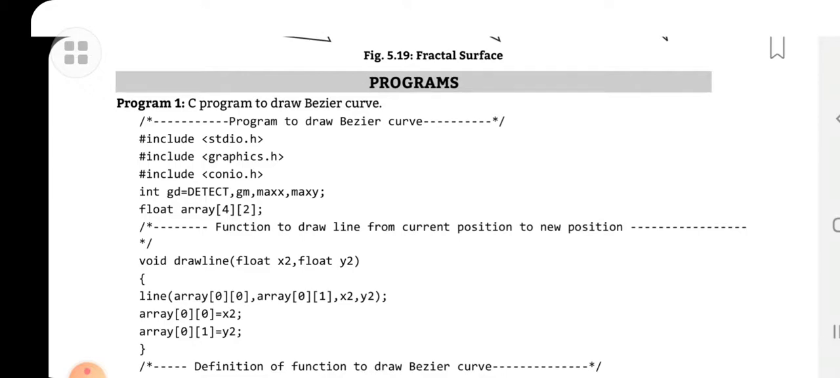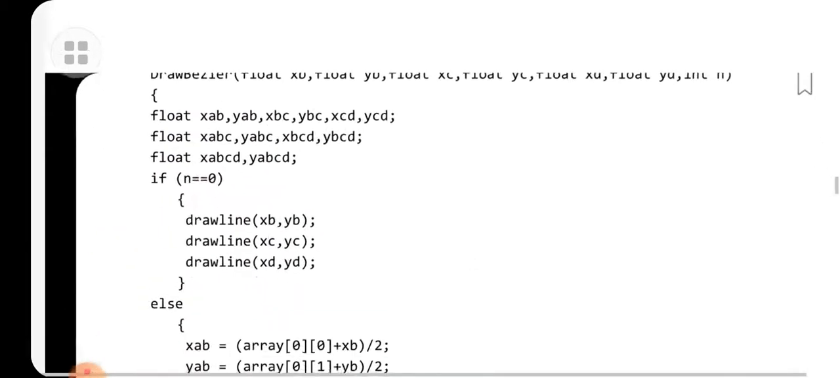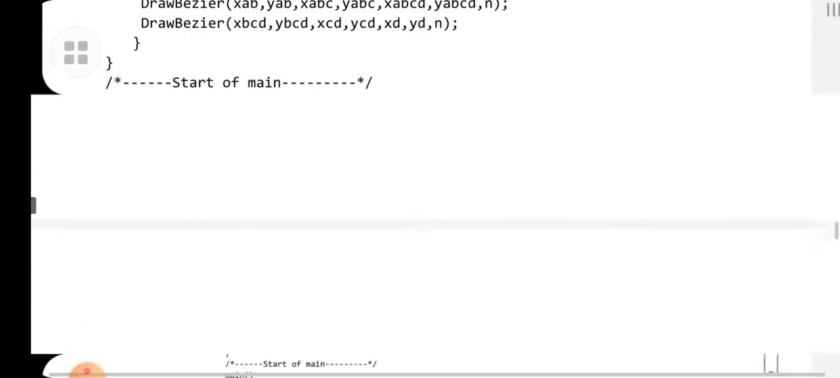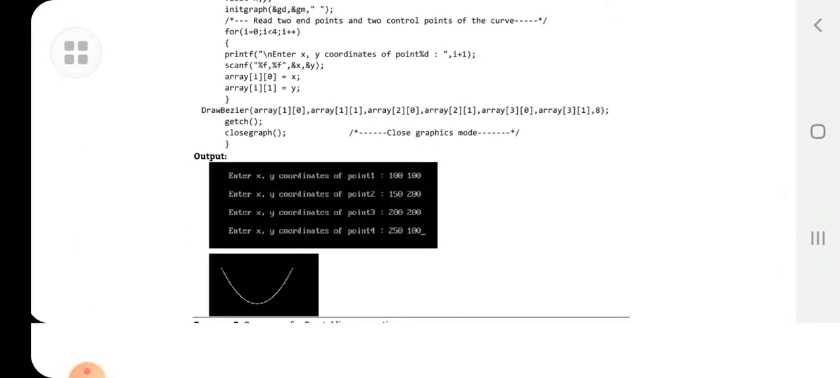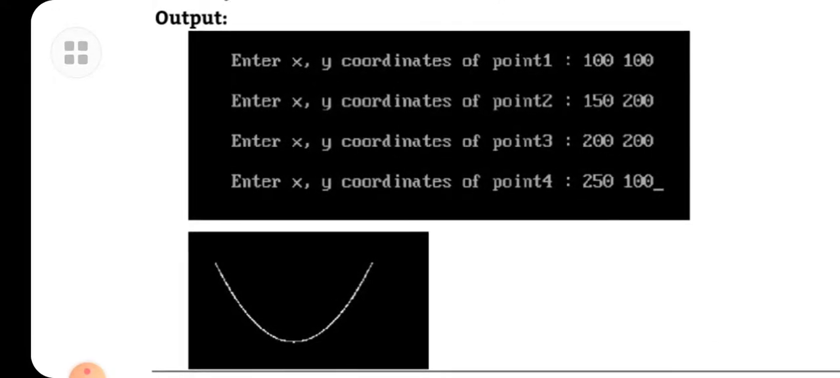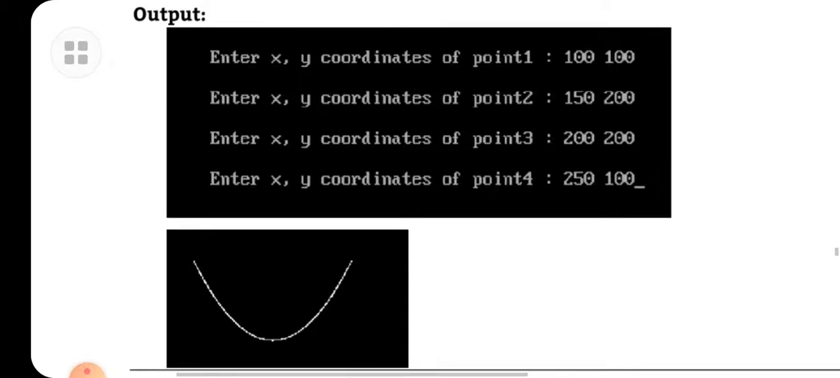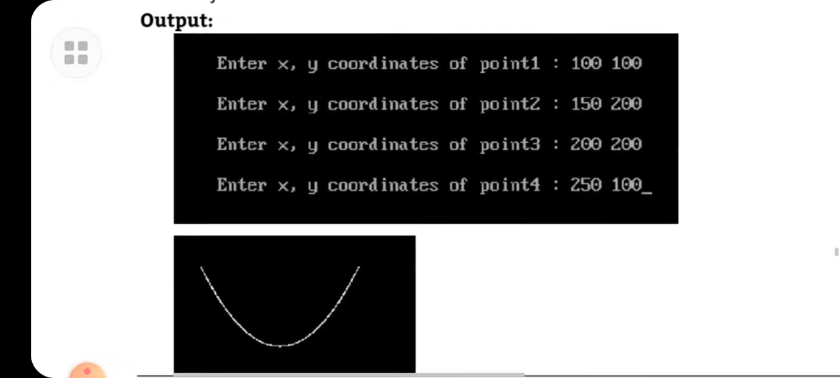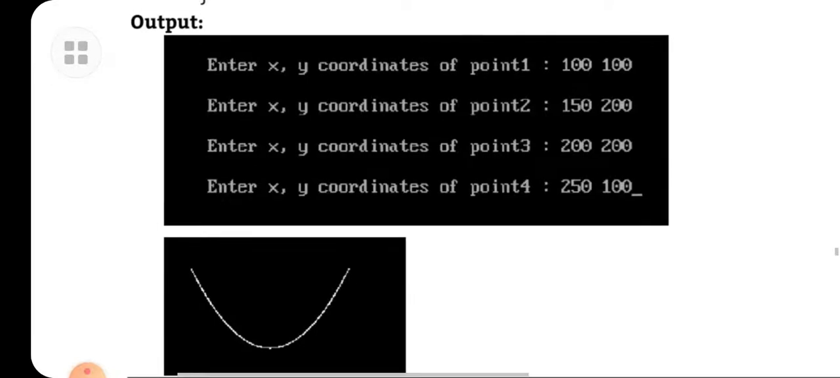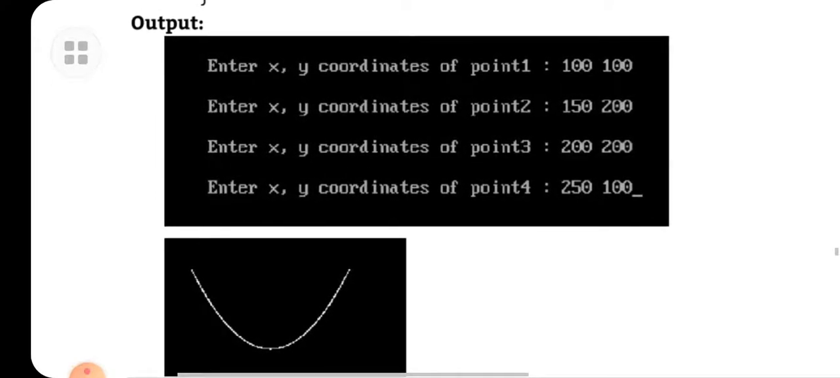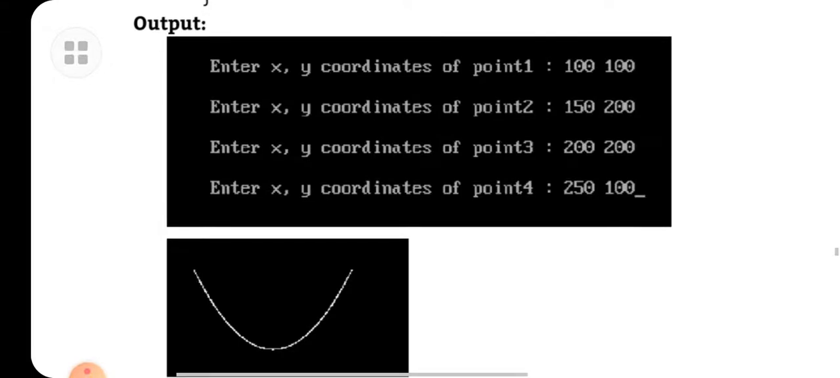This is a simple program using the Bezier curve algorithm, and after using this Bezier curve algorithm, you can see the output of the Bezier curve here. When taking this output, you have to give the coordinate values, and when you enter the coordinates of point 1, 2, 3, you have to enter the x and y coordinates of point 1 up to point 4.